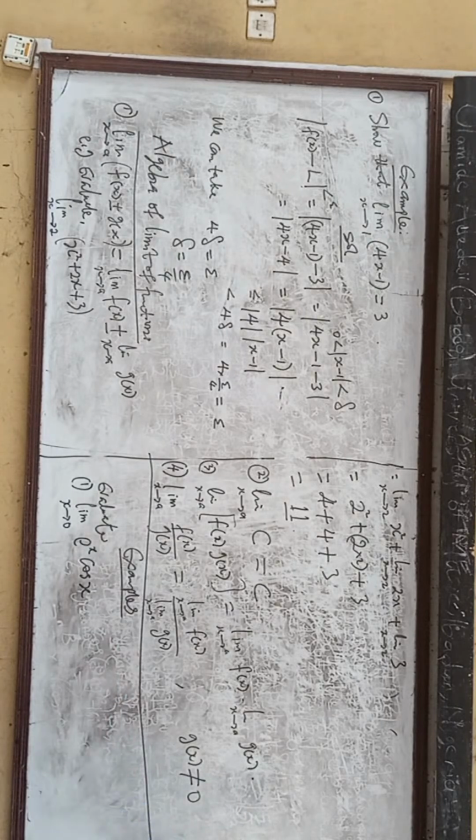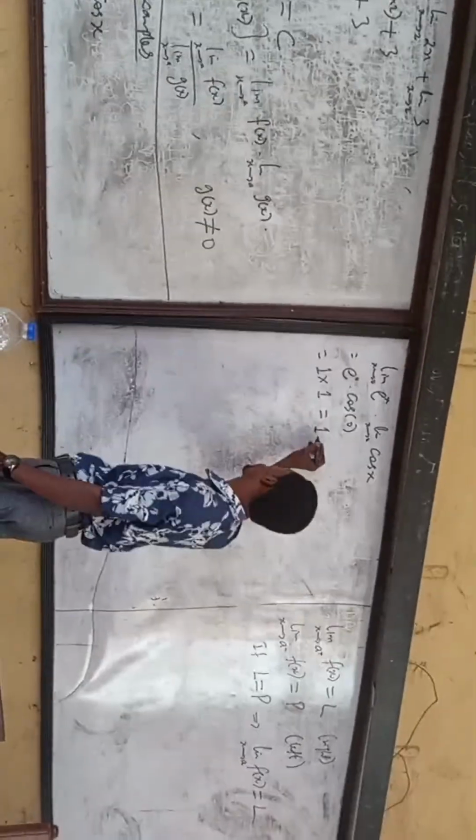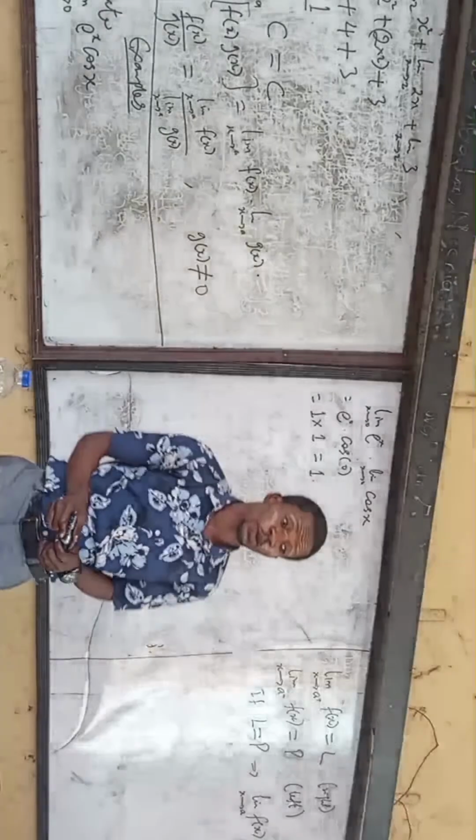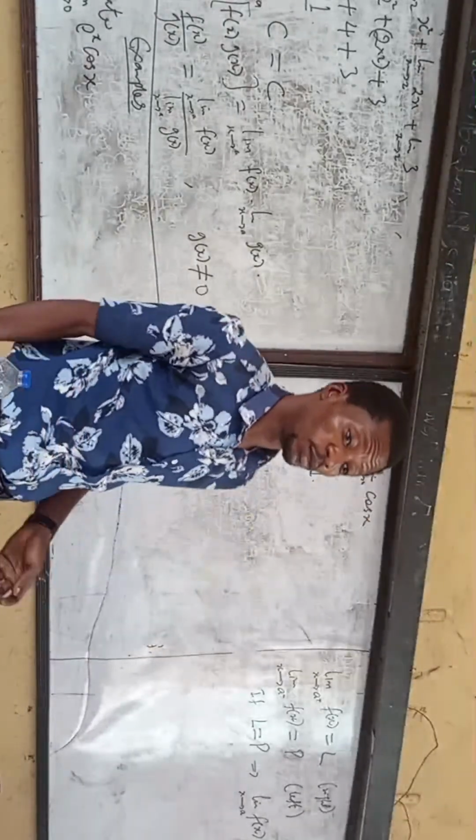So this means the limit as x tends to 0 of e raised to the power x times the limit as x tends to 0 of cos x, and that is e raised to the power 0 times cos 0, and e raised to the power 0 is 1 times cos 0 is 1. Some other problems will not be this cheap.